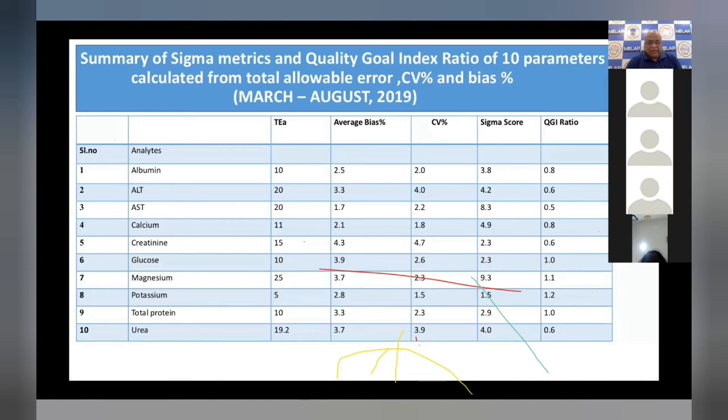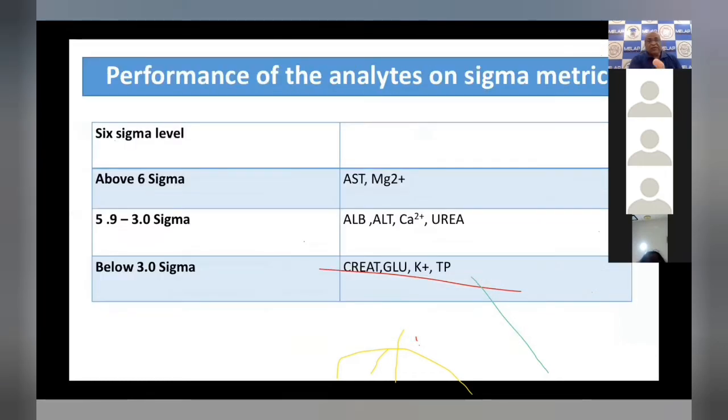Now you can see for creatinine, glucose, potassium, and total protein, this sigma score is less than 3. And what we discussed, less than 3 is not acceptable to us. Above 6 sigma was observed for SGOT and magnesium. 5.9 to 3.0 was observed for albumin, SGPT, calcium and urea, and less than 3 was observed for creatinine, glucose, potassium and total protein. And we said less than 3 is not acceptable to us.